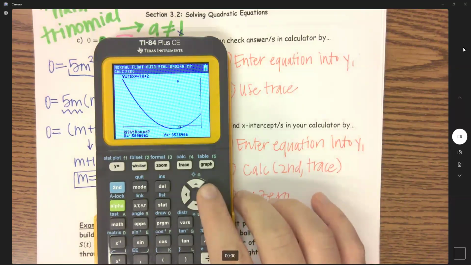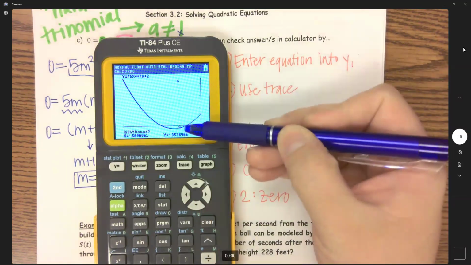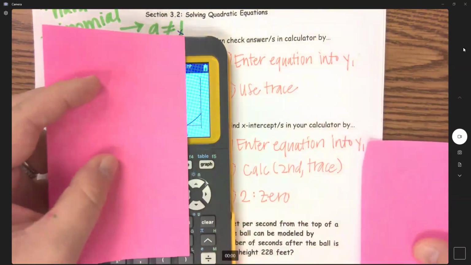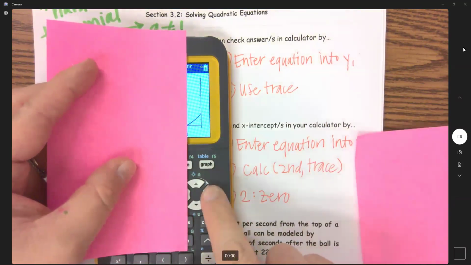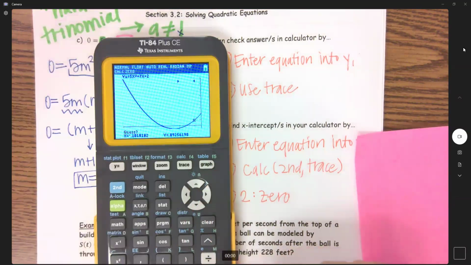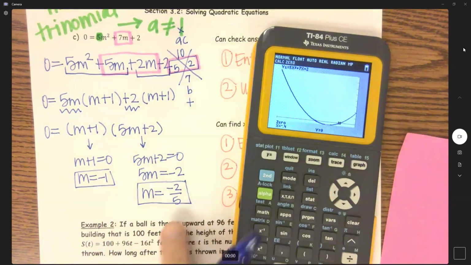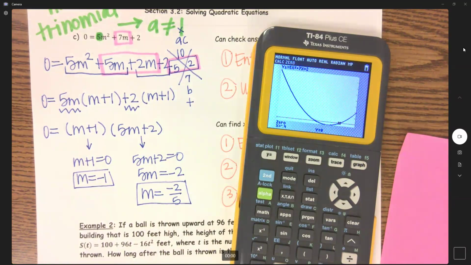Okay, now the right bound, if this is my x-intercept, this would be the right bound. So somewhere over there to the right of it. Go. Hit enter through the guess, and we got that -0.4, which is what this was equivalent to as a decimal.